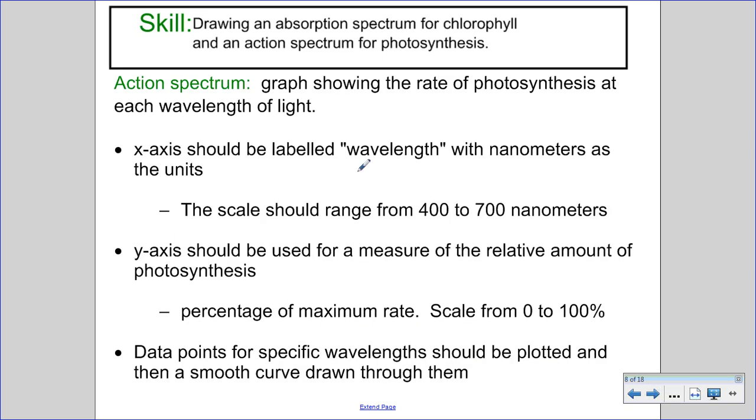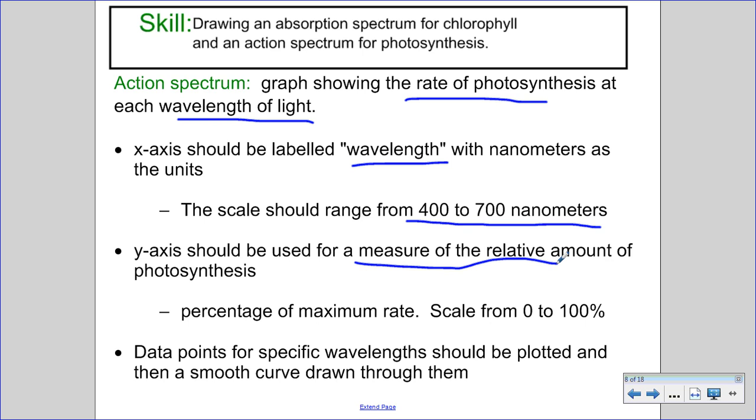For an action spectrum, this is a graph showing the rate of photosynthesis at each wavelength. Again, the x-axis should be labeled as wavelength with nanometers as the units. The scale should range from 400 to 700 nanometers. And the y-axis should be used as a measure of the relative amount of photosynthesis. So it could be done as a percentage of maximum rate, so the scale would again range from 0 to 100. And then data points again, if provided, should be plotted, and then a smooth curve drawn through them.